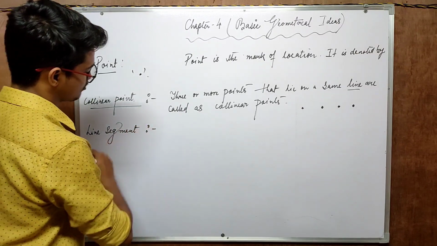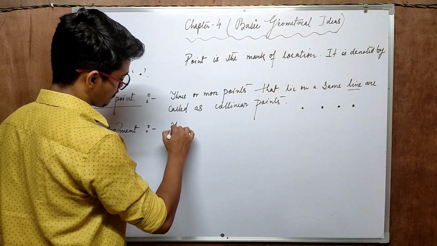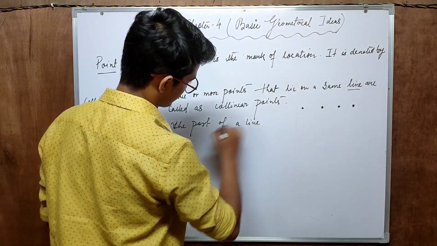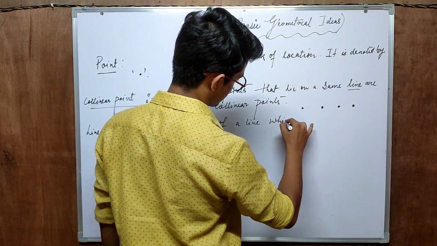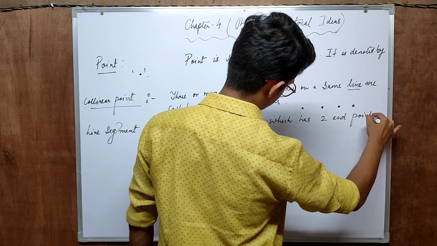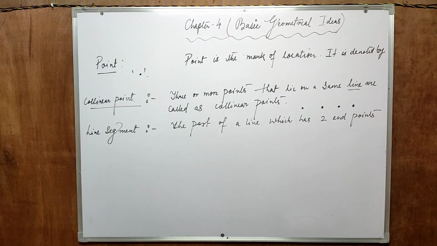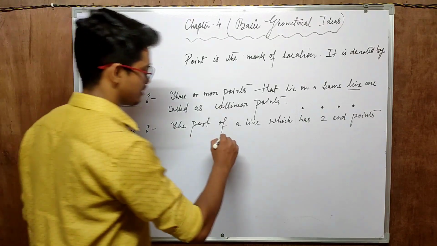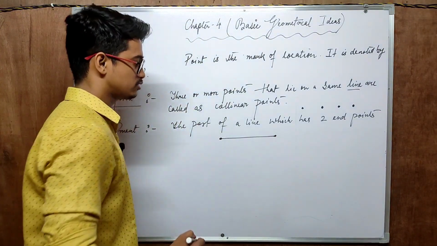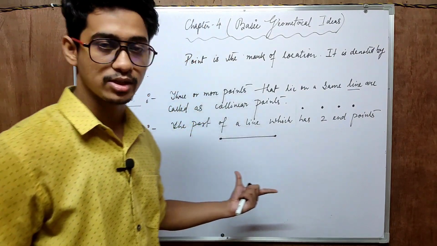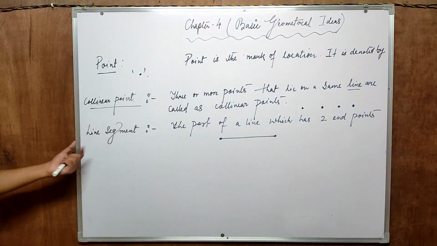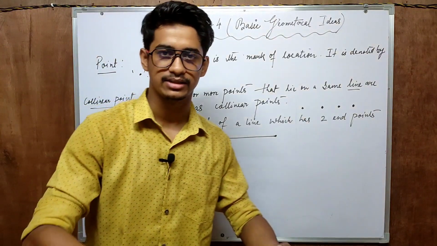A line segment is nothing but the part of a line which has two end points. For example, this one, and it stops at these two particular points. So these two particular points are the end points of this line. That's why it is called a line segment, the part of a line.